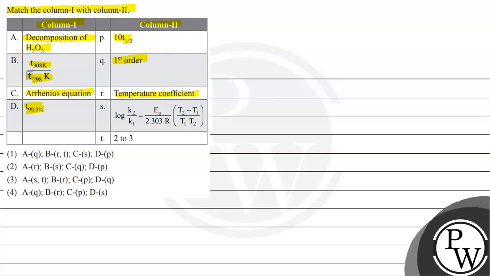order, temperature coefficient, log K2 by K1 E upon 2.303 R, T2 minus T1 divided by T1 multiplied by T2, and 2 to 3. So basically majority of the keywords are from the first order reaction. So हमारा जो key concept हो जाएगा इस question का, that will be first order reaction.